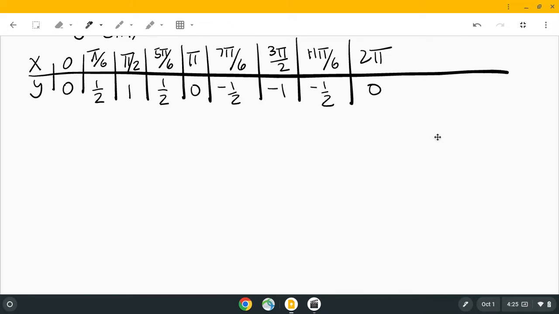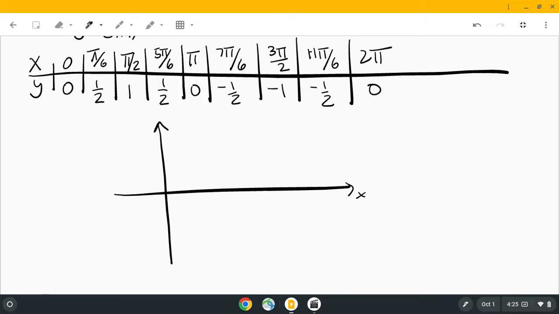Okay. All right, so when we graph this, that's our y-axis. This is our x-axis. And we go from 0 to 2 pi. Halfway in between is pi. And then halfway in between here is pi over 2. And halfway in between here is 3 pi over 2, right? Okay. And then we go as high as 1 and as low as negative 1.